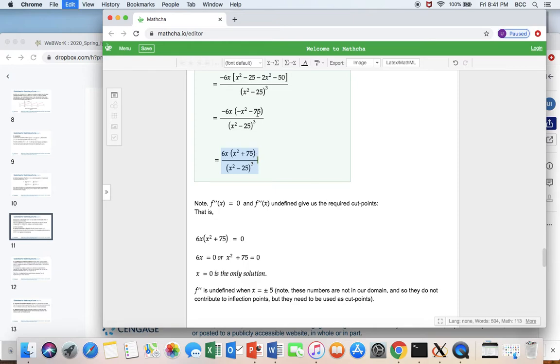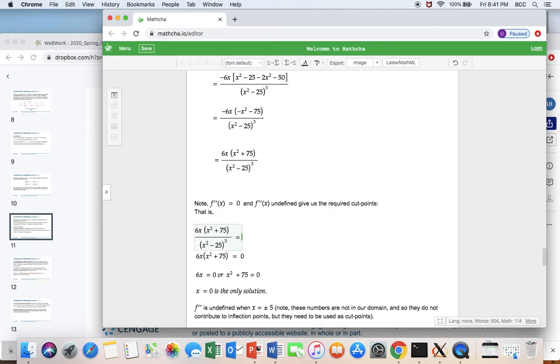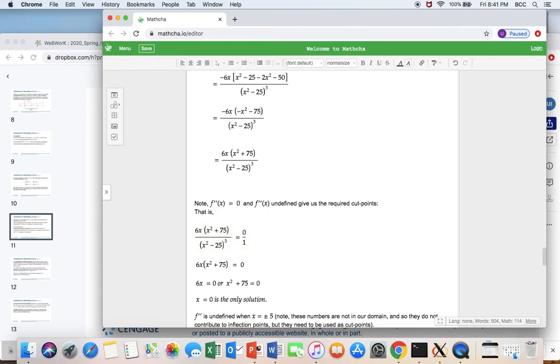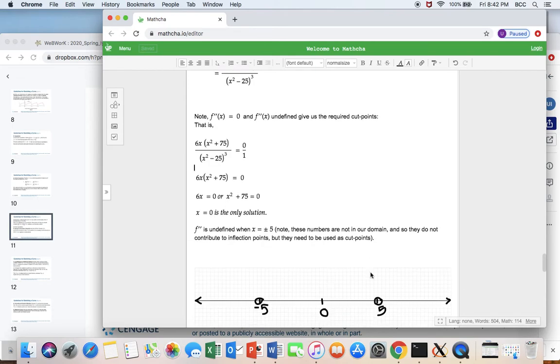This quantity has to be 0, right? So this quantity has to be 0. Well, why don't I write the 0 as a fraction? 0 upstairs, 1 downstairs. Okay? When I do that, I cross multiply. 1 times this guy is this guy. 0 times this guy is 0. What does that tell me? One factor, 6x, is 0. The other factor, x squared plus 75, is 0.